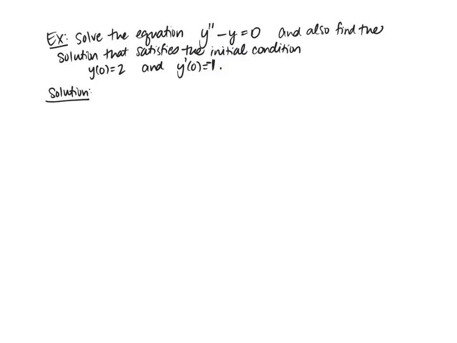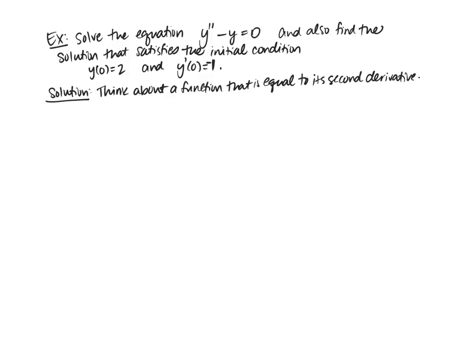So let's think about this differential equation. What is this saying? y double prime minus y equals 0. In other words, we're looking for a y function that is equal to its second derivative. Okay, so something that's equal to its second derivative.